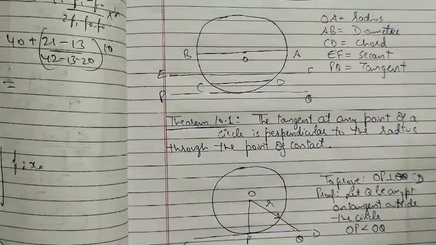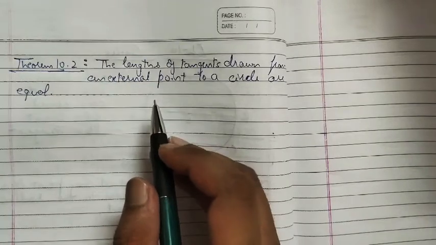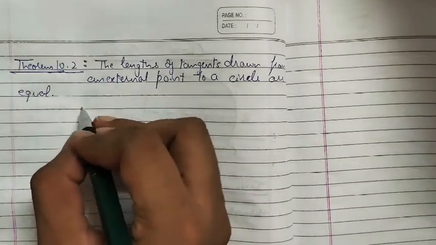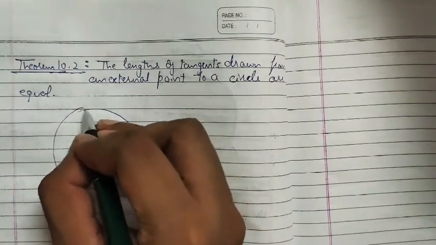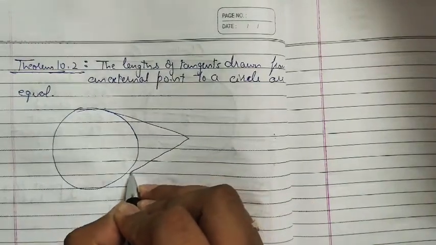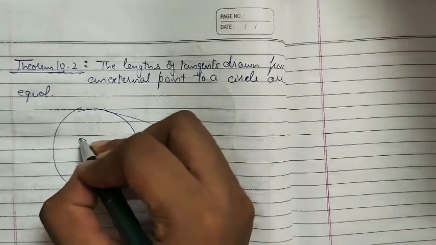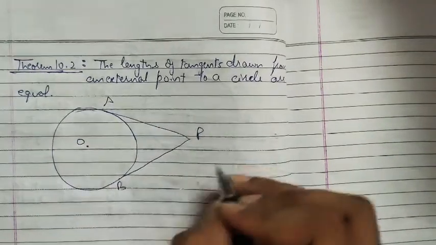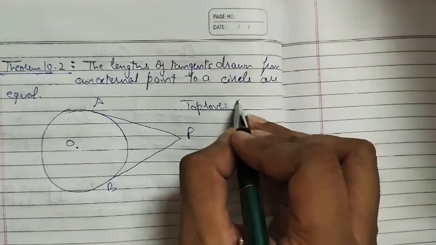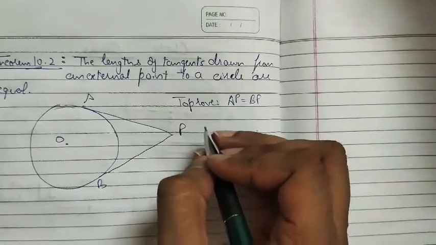Now let's move on to the next theorem, theorem 10.2. The lengths of tangents drawn from an external point to a circle are equal. So this means if this is a circle, and these are two tangents from an external point P, with center O and points A, B, we need to prove that AP is equal to BP.